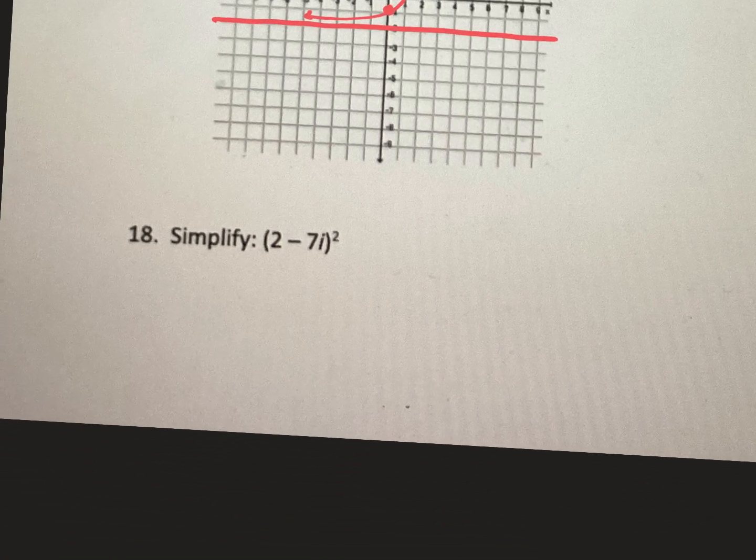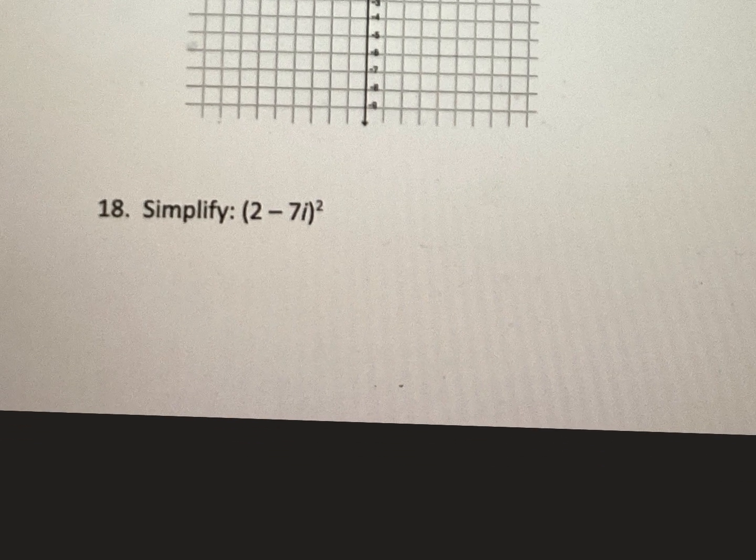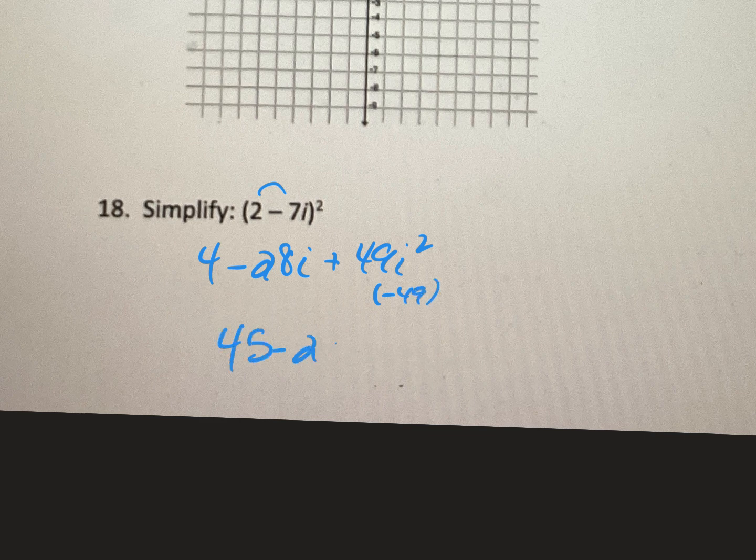And the last one, number 18. It's been a while since we've done this. Square, multiply, double, square with an i. All right, so I'm going to square the 2. Multiply together, double. If I multiply those 2, I get negative 14i. If you double, you get negative 28i. Square the 7i, you get 49i squared. Don't forget that i squared makes that negative 49. So I got a 4 minus 49, which is negative 45. And I got a minus 28i. And there you have it.